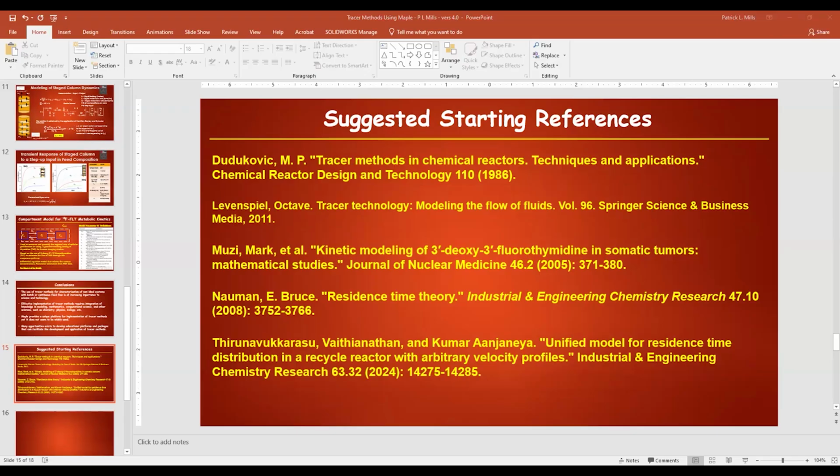I noticed you're using transforms for the tracer function. What about cases where no exact form of the transform can be obtained?